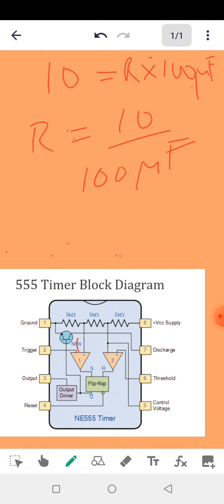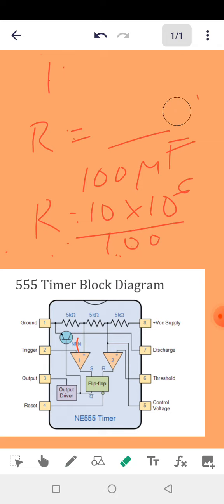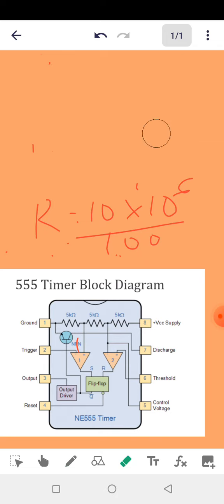For those of you that are good with maths, micro means 10 raised to the power minus 6. If I bring that up, I'm going to have 10 times 10 raised to the power 6 all over 100. So it's more like 10 raised to the power 7 divided by 10 raised to the power 2. That will be 10 raised to the power 5. So eventually our R becomes 10 raised to the power 5 ohms. That is your 100 kilo ohms.